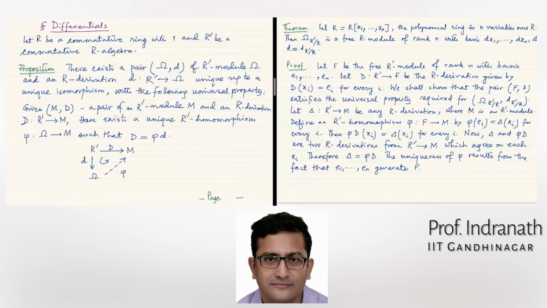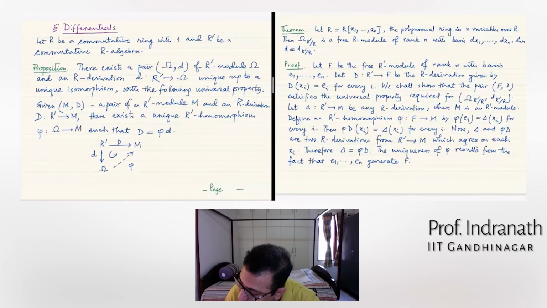Okay, so start with a free R dash module F of rank n with basis e1, e2, ..., en, and let d from R dash to F be the R derivation given by dxi equal to ei for every i. You know that we can do that, right? If you have the polynomial algebra and some pre-assigned elements, then you can define your d in such a way that you just assign these as the values for these variables, and that's it. Then you will have this derivation.